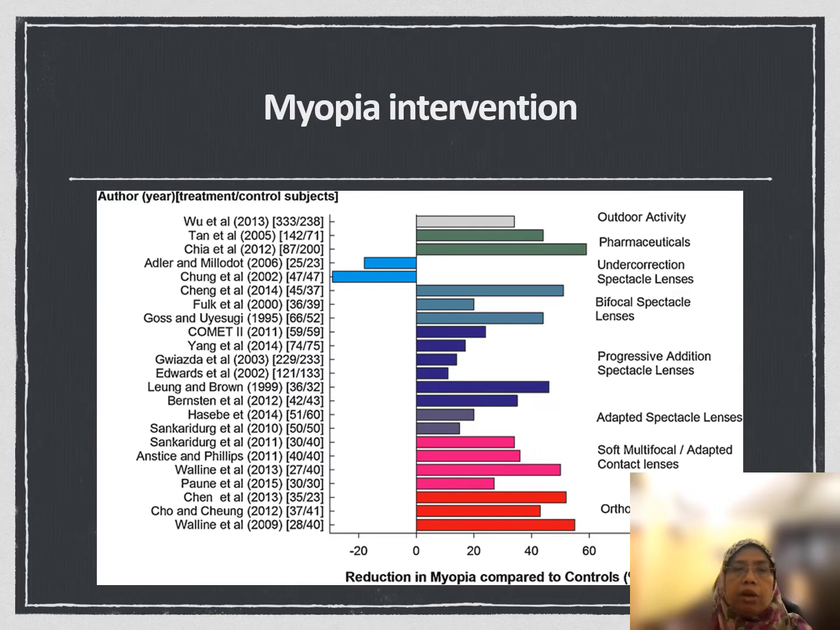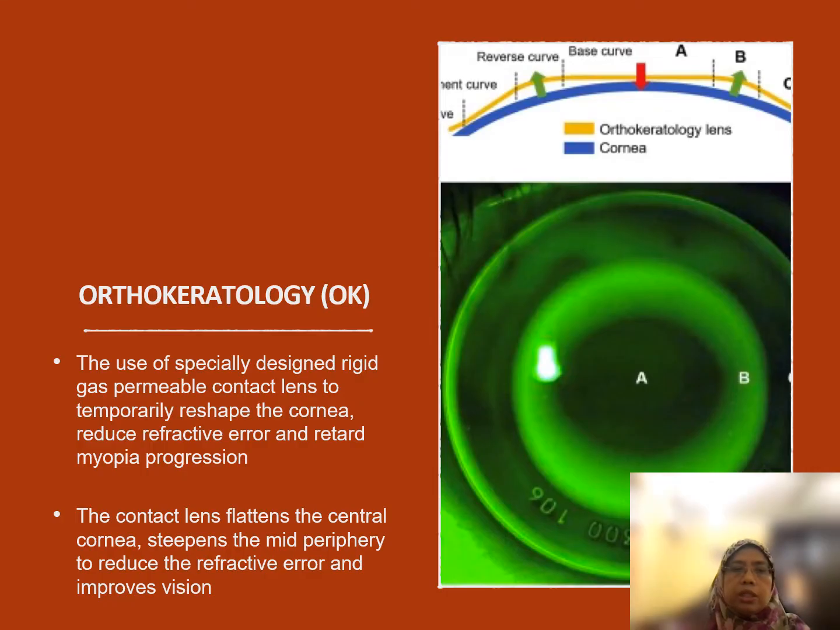There have been a lot of myopia intervention studies conducted around the world using different kinds of intervention. And one of the effective interventions, as you can see in this table, is the orthokeratology technique. Orthokeratology is a technique that uses specially designed rigid gas-permeable contact lenses to temporarily reshape the cornea, reduce refractive error, and retard myopia progression. The contact lens flattens the central cornea, steepens the mid-periphery to reduce refractive error, and improves vision.